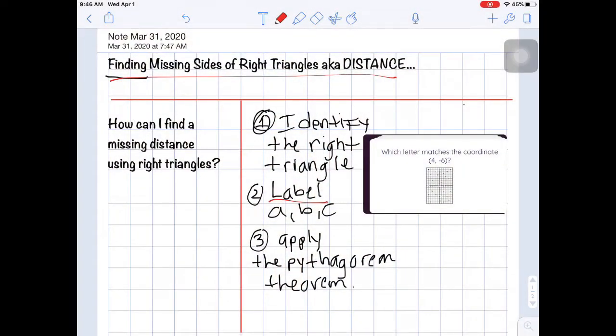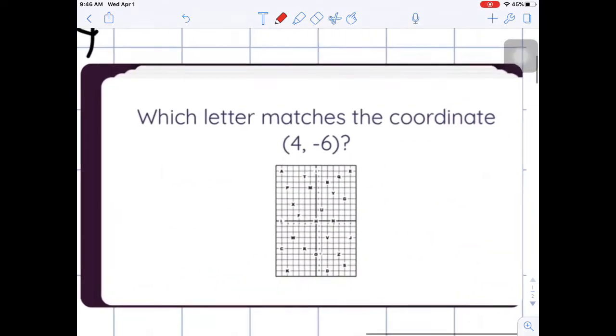Alrighty, day 3, we're still finding missing sides of right triangles. They also call it distance. So you're still wondering how can we do that on this brand new 2020 Wednesday activity. So here's what you'll see.